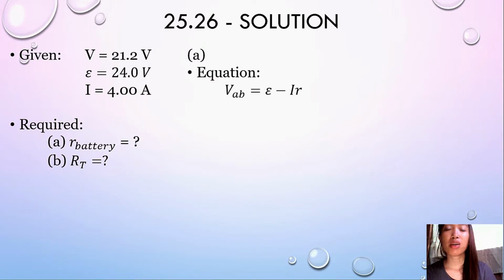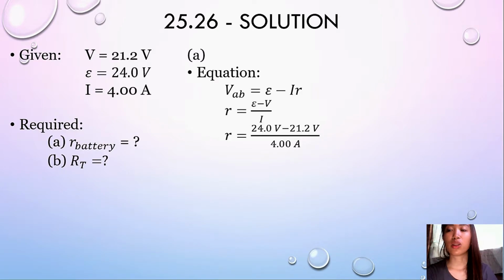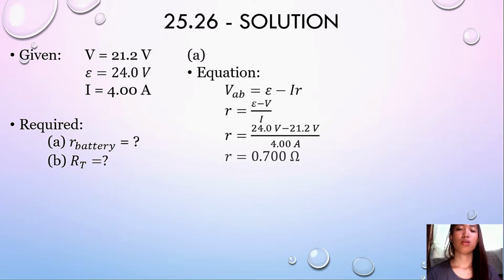That will be V_AB equals EMF minus I times r. So to get r, that will be EMF minus V over I, where I is the current, and from the figure it is equal to 4.0 amperes. So now we can plug our values for E, V, and I into the equation to get our internal resistance. So we get 0.700 ohms. That is the internal resistance of the battery.